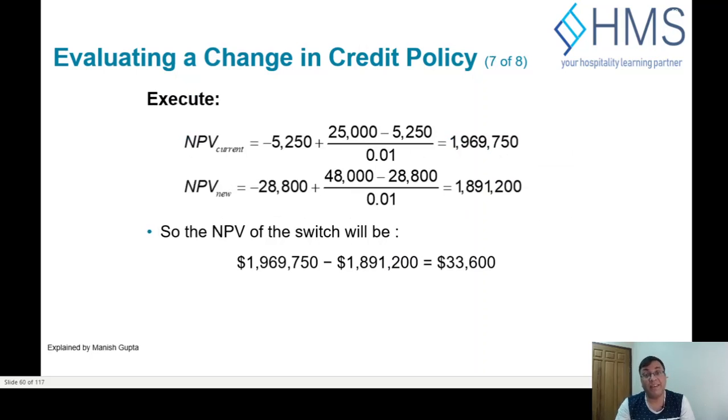So what is the incremental? The NPV of the previous version, based on 1% per month, is 1.9 million, or 1.89 million. So definitely you are losing 33,600. That is the cost of making the switch. So should you do that? You don't want to do that, right?